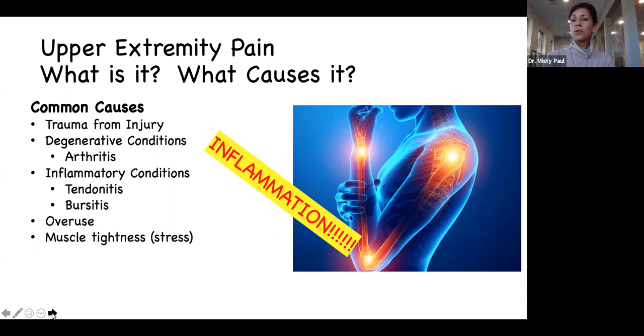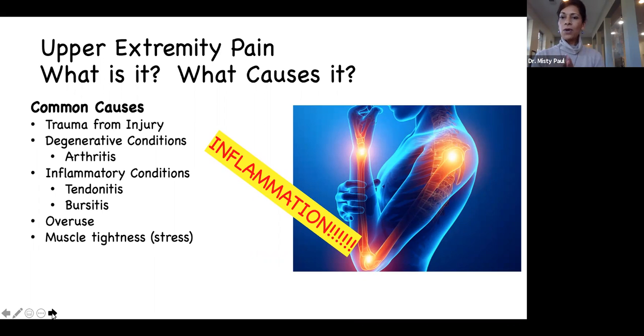Many times it's overuse, and that overuse can cause tendinitis and bursitis. Did you know that there's these little sacs, fluid-filled sacs, bursa, in between all of our joints? And so those bursas can get inflamed, and then as you try to move your elbow around or shoulder around, it's the inflammation of the bursa that's producing that pain.